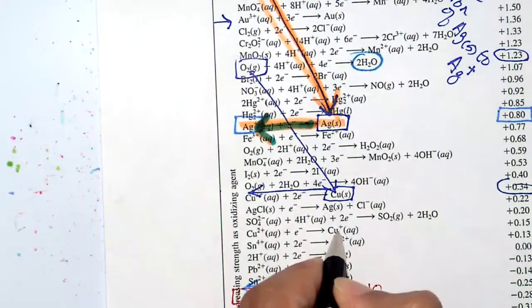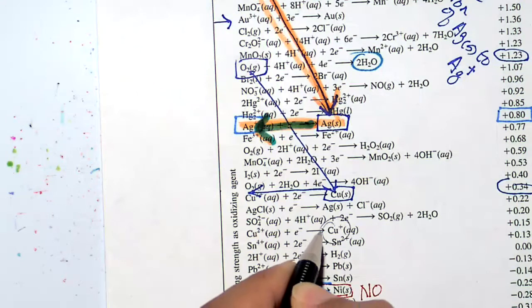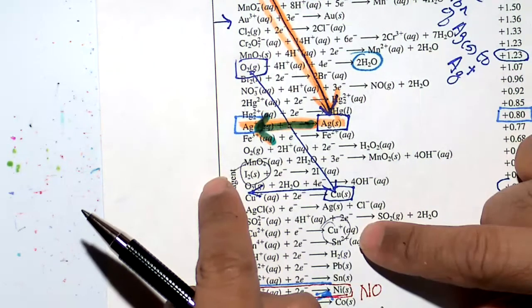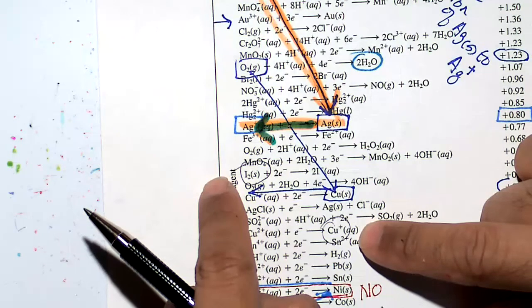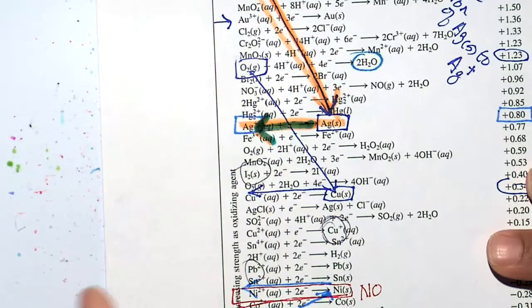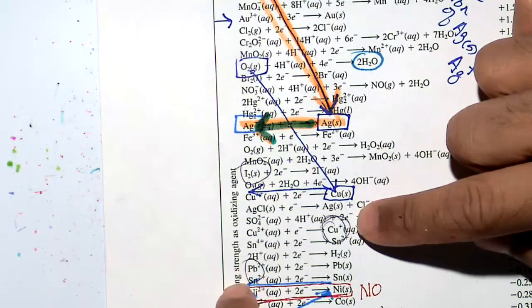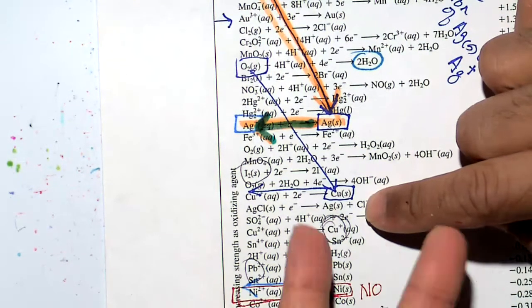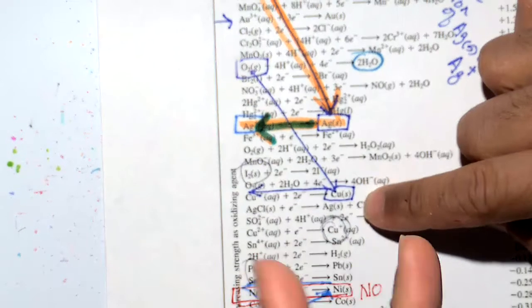All right, how about this here? Can copper reduce iodine solid? Yes. Okay. Can this same copper reduce Pb plus 2? No, it would oxidize it. So when I say oxidize it, it would flip it.